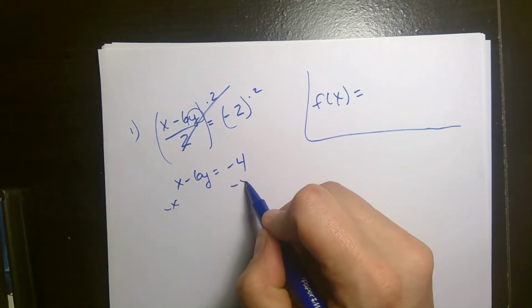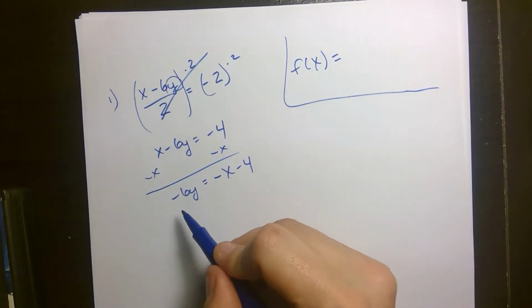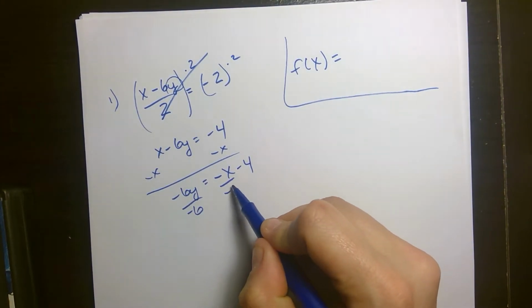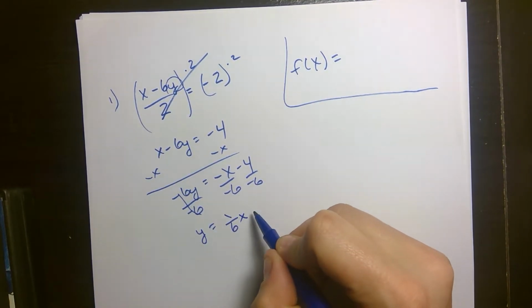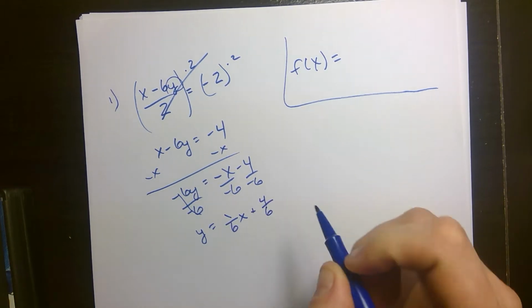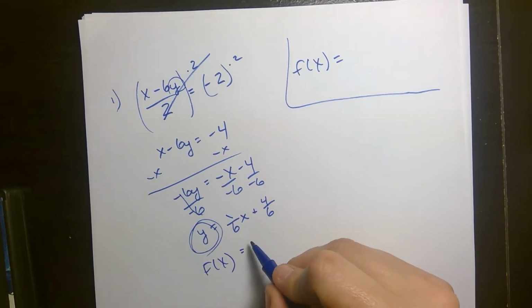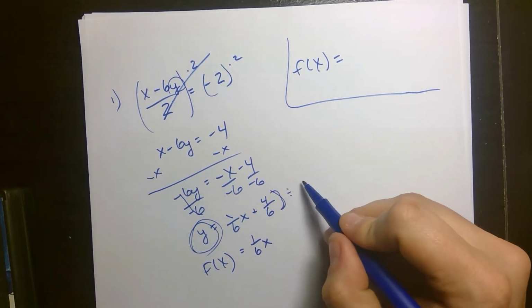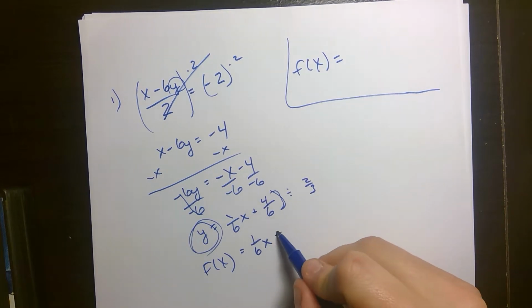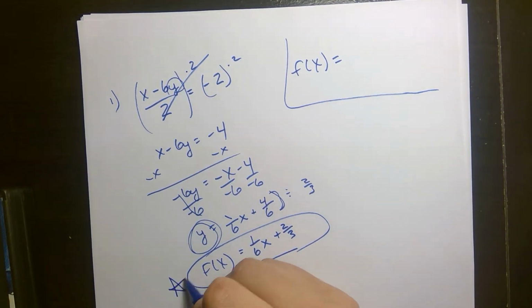Then I will subtract x from both sides, and I will get negative 6y equals negative x minus 4. Then I will divide both sides by negative 6. That will give me y equals 1/6 x plus 4 over 6. I'm going to take this y value out and replace it with f of x, and then I just rewrite the equation. I know that this is a fraction, and I want to simplify it. If I divide the numerator and denominator by 2, it'll give me 2/3. And so I will say that my function is actually f of x equals 1/6 x plus 2/3. So this is the first part of my answer.